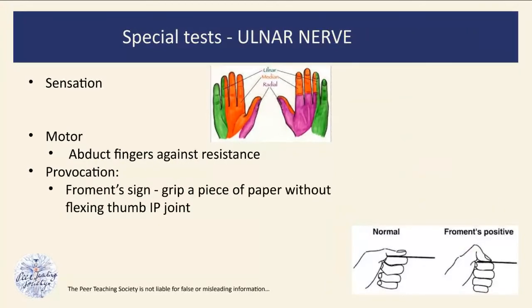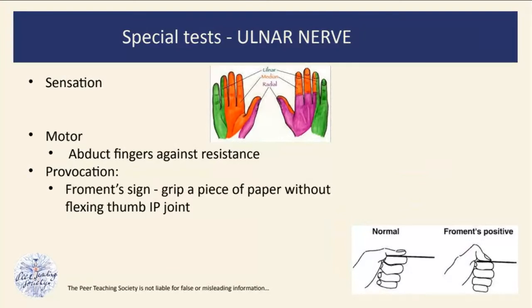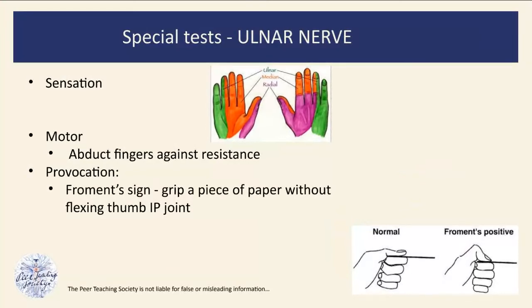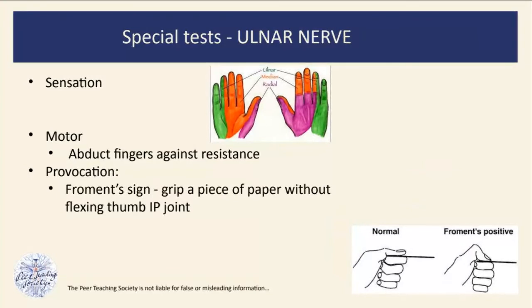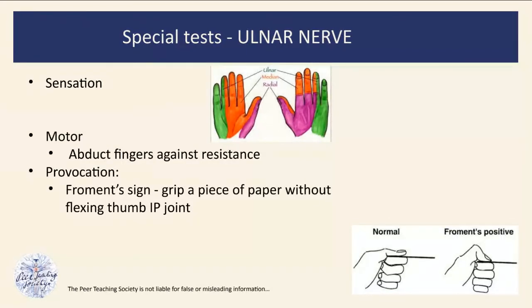Your ulnar nerve, again, testing for sensation. For ulnar, you can just use your pinky. For motor, abducting fingers against resistance. I thought I had a diagram here. And the provocation would be to ask them to grip a paper, and as shown in the diagram, a positive test, showing they have a problem with their ulnar nerve, will be when their thumb is flexed. They can't seem to grip the piece of paper without flexing their thumb for assistance.